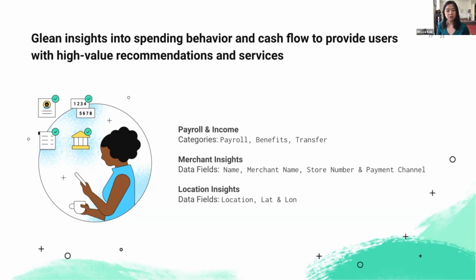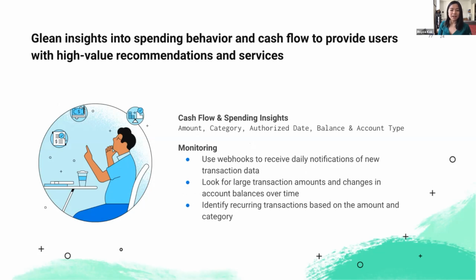Other developers really care about merchant insights and want to be able to reward users for shopping at a specific merchant or at a specific location. Developers can use data fields like name, merchant name, store number, and payment channel to build upon this use case. Others want to get really specific and precise with location insight. Developers can do so by looking at the location metadata, which has fields like address, city, state, and zip code to pinpoint a specific merchant. Next slide, please. More broadly, we've heard many customers use the transactions product to identify users' cash flow and spending insight.